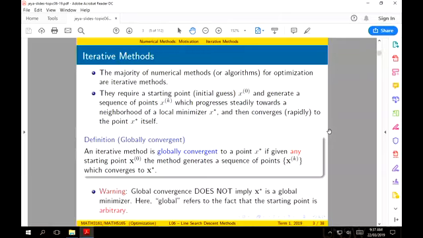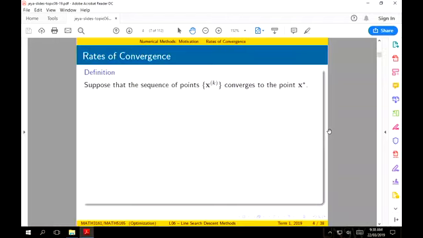Here's the warning. Global convergence does not imply x star is a global minimizer. Okay, so the terminology is confusing. Global refers to the fact that the starting point is arbitrary. So we will be looking at several approximation methods, iterative methods, which find the minimizer.